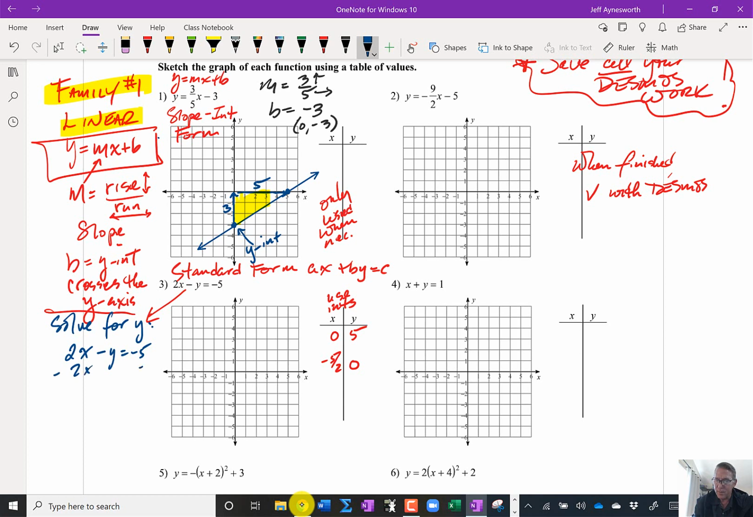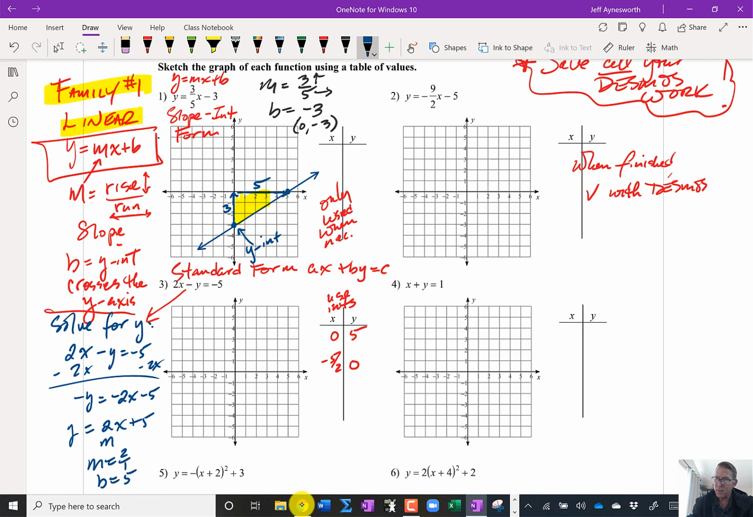I'm going to subtract 2x first. I get negative y is equal to negative 2x minus 5, because 5 is negative. Divide everything through by negative 1, and that changes all the signs, and you get y is equal to 2x plus 5. Okay, if you divide all through by negative 1.